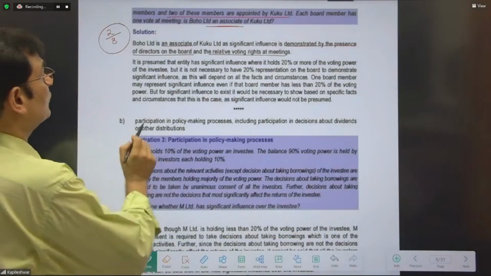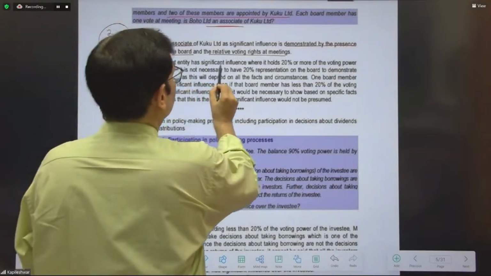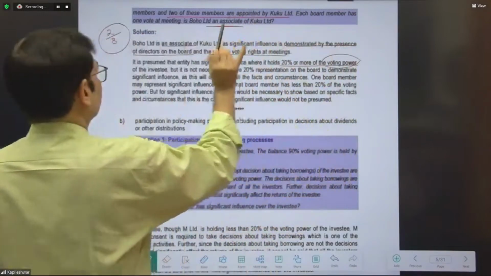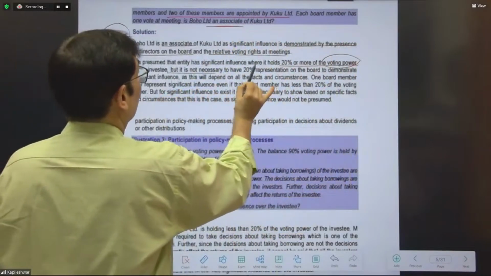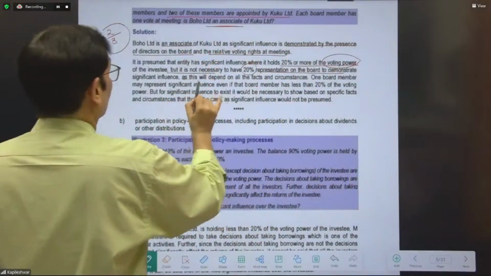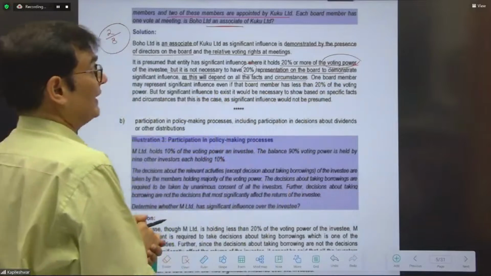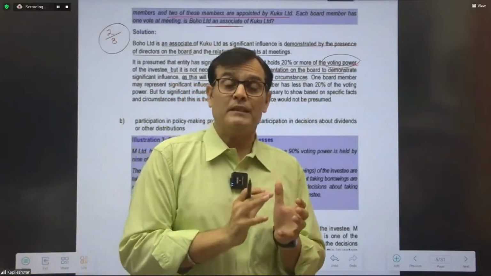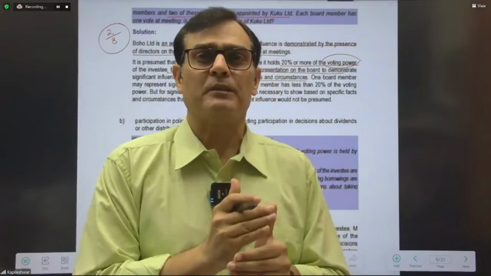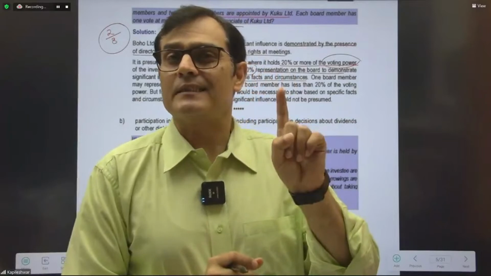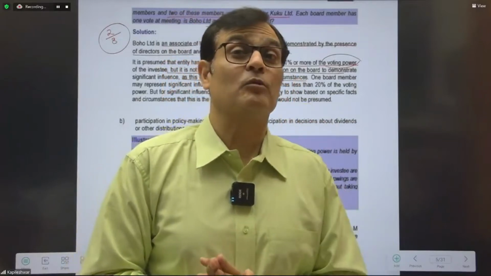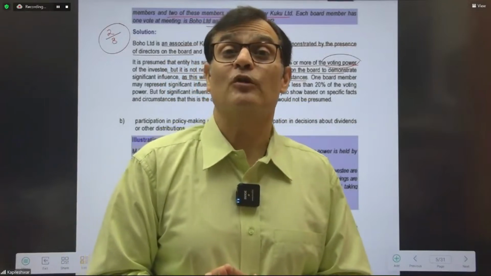So in this case, let me also clarify, it is presumed that the entity has significant influence if you get 20% or more voting power, but it is not necessary to have 20% representation on the board. And this will all depend upon the facts and circumstances. So please do not consider the fact that you've got 2 by 8, there is 25% representation. The standard says 20% or more voting power. It doesn't say 20% or more representation on the board of directors.